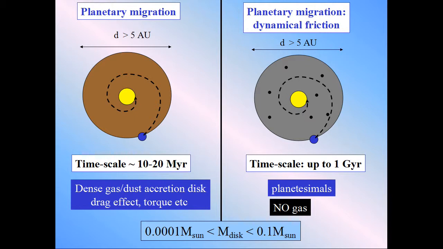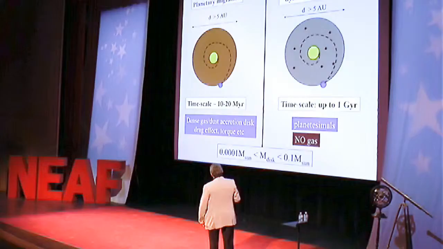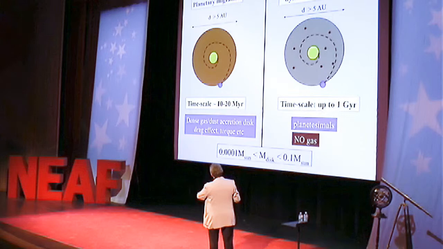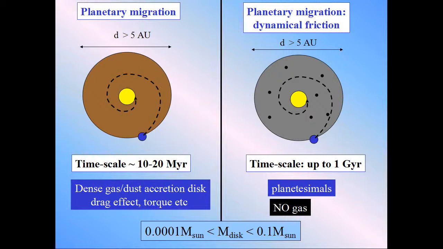Now, for instance, you have a process like planetary migration in a dense gas and dust accretion disk. You have a drag effect, you have a torque, and so on a time scale of 10 to 20 million years, in only 20 million years, the planet will go and collapse into the star. You can also have a process which is called planetary migration with dynamical friction. And this is in a system where you have lots of planetesimals, but no gas.